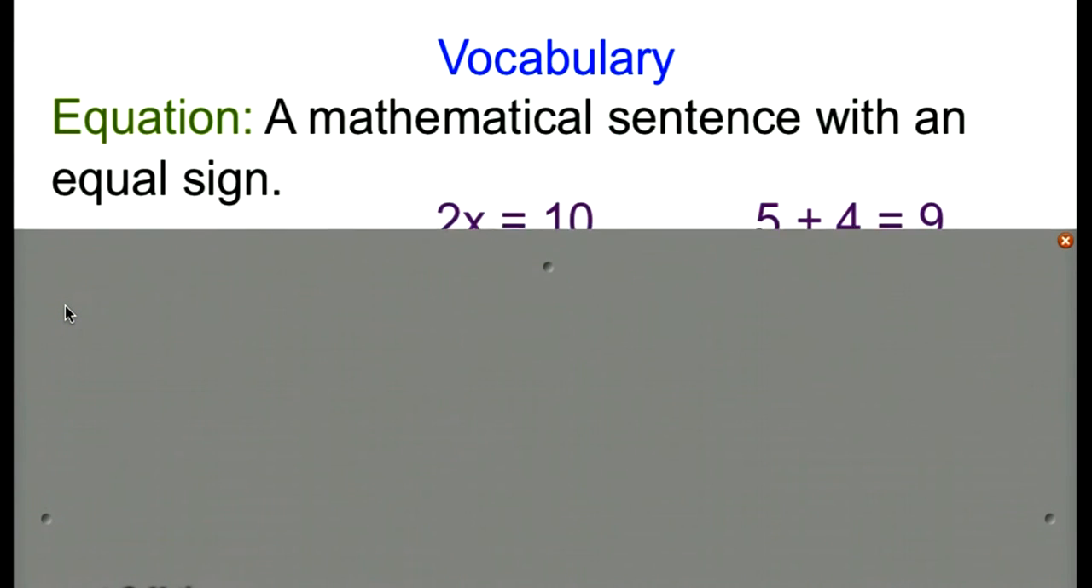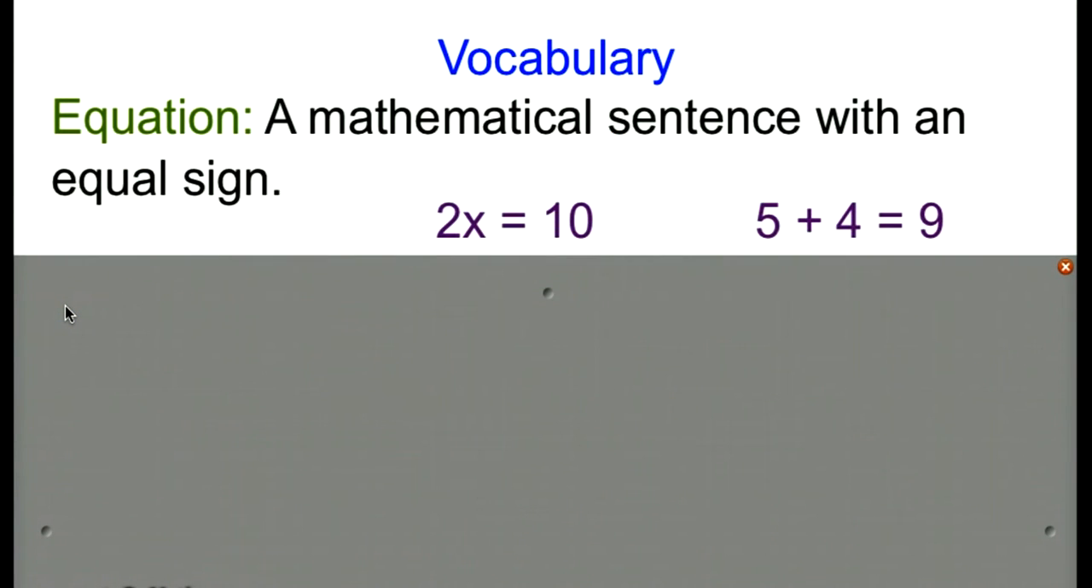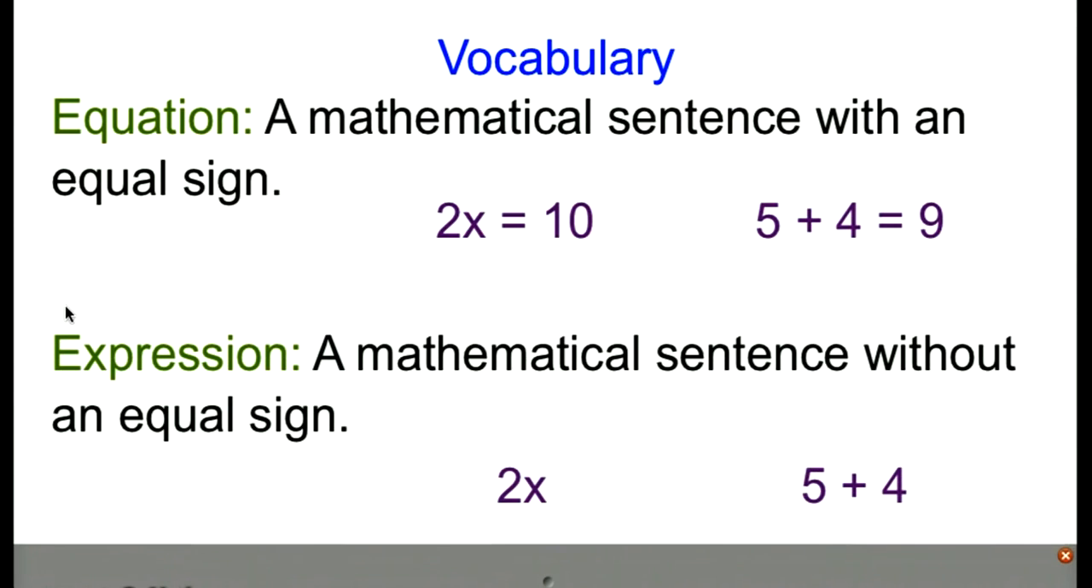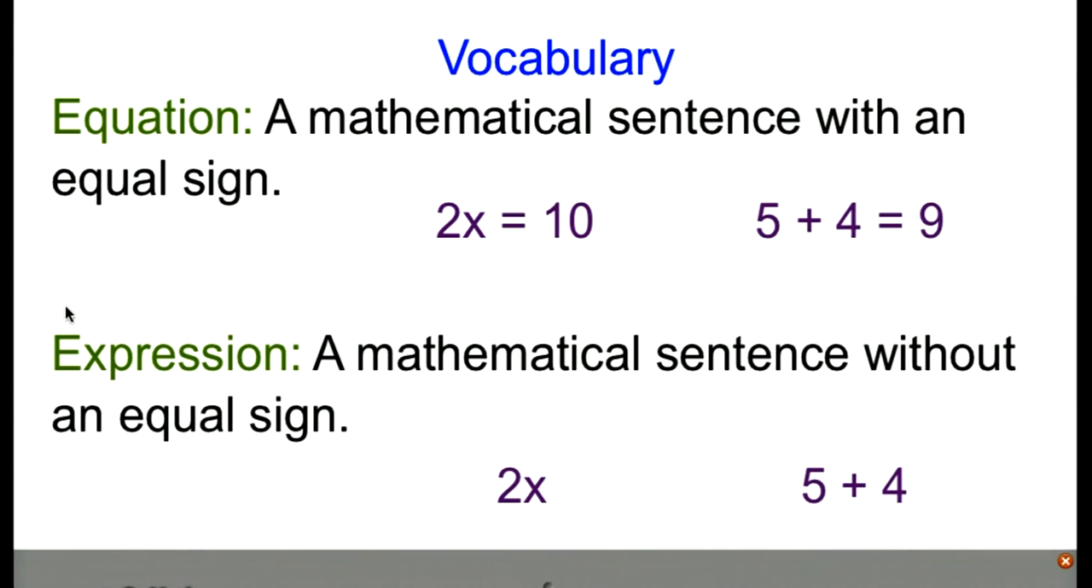All right, an equation is a mathematical sentence with an equal sign. So 2 examples are 2x equals 10 and 5 plus 4 equals 9. One is a variable equation and one is a true statement. So the 2x equals 10 is an open sentence and the 5 plus 4 equals 9 is a true sentence. An expression is a mathematical sentence without an equal sign. So 2x and 5 plus 4.